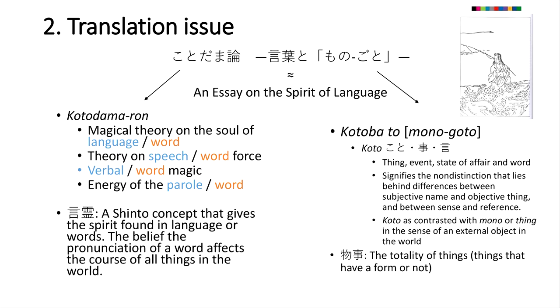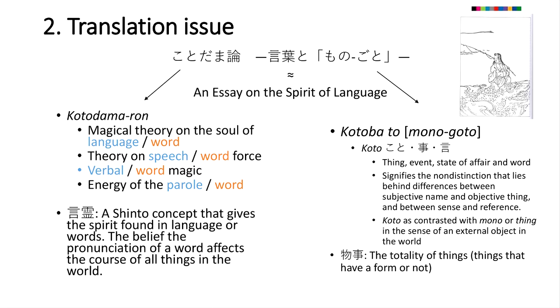First, when we look at the translation of Kotodama-ron, Kotoba to Monogoto, the translation we found in English literature is "an essay on the spirit and of language." Of course, there are many words missing, so you can understand that we're missing a lot of information, and it's kind of strange that the translator just decided to translate it that way. So we're going to see how we can work toward a better translation, basically.